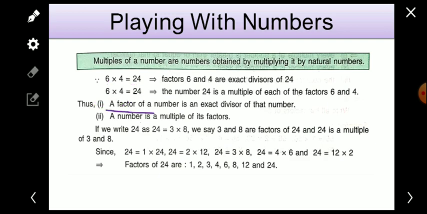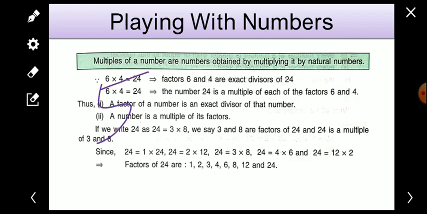A factor of a number is an exact divisor of that number. We have understood that a number is the multiple of its factor. Obviously, 4 and 6 are the factors of 24. And in the opposite way, we can say that 24 is the multiple of 6 and 4. So we understood that any number is the multiple of its factor.